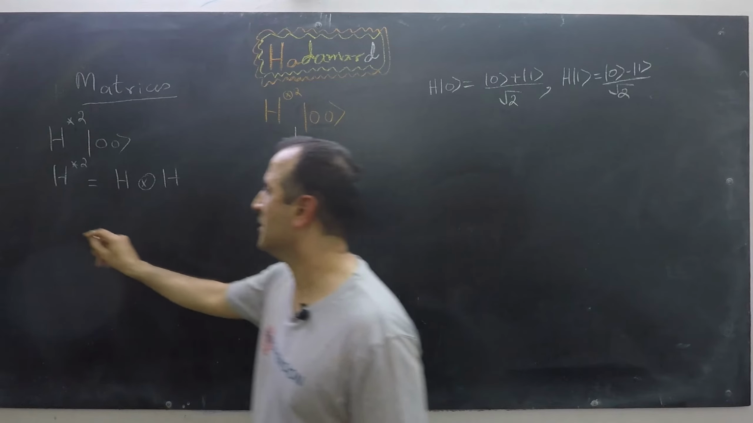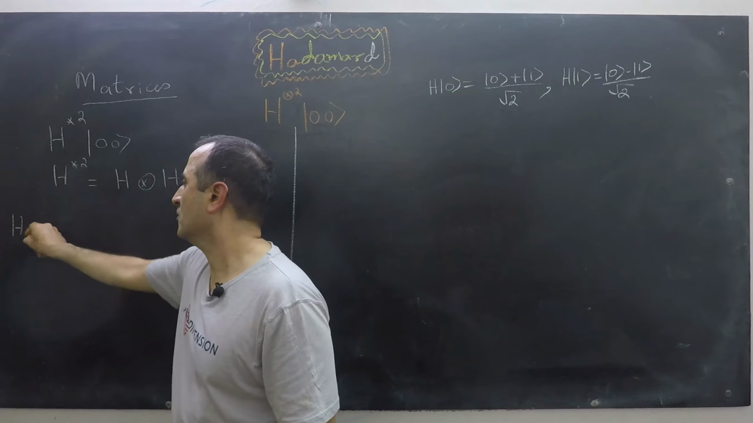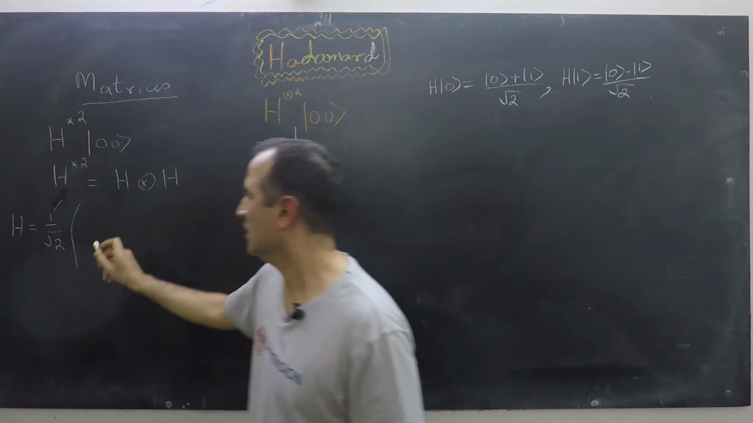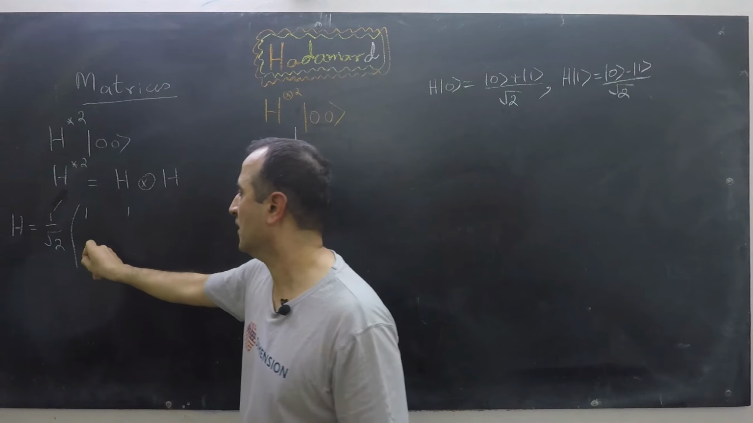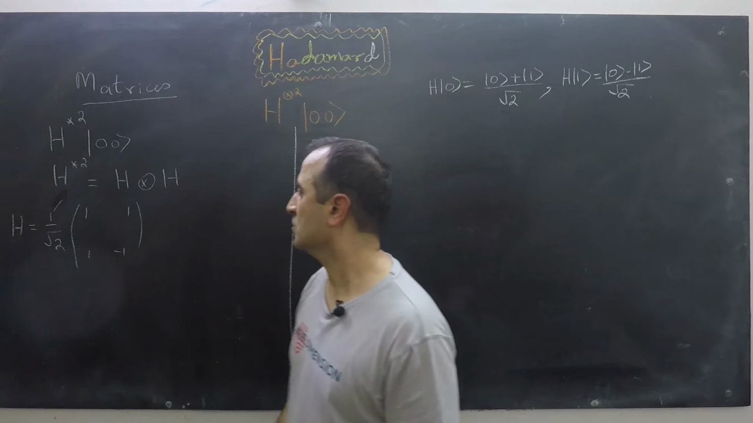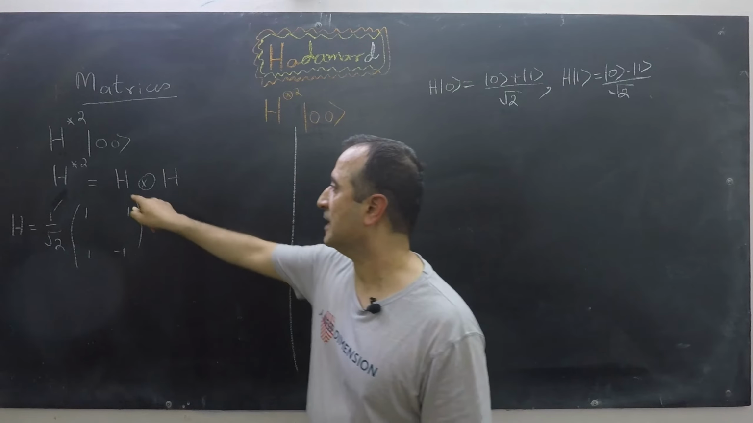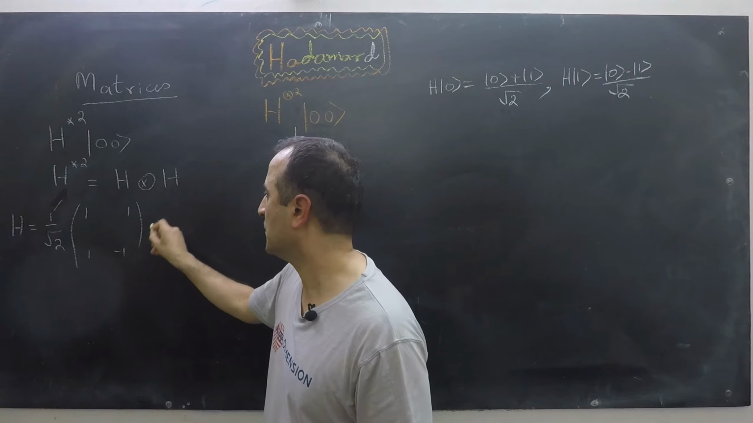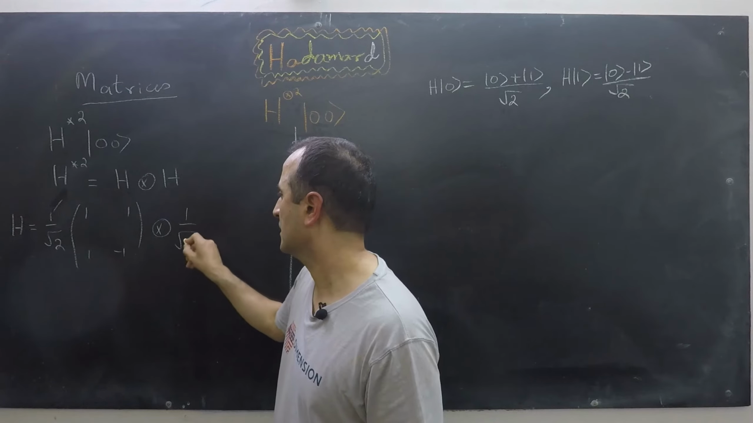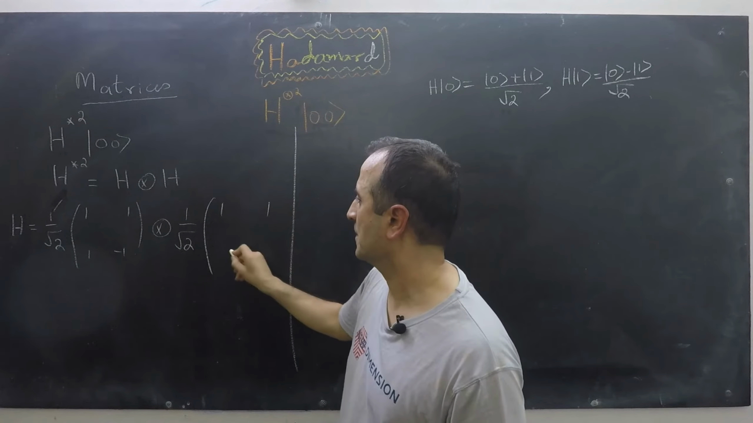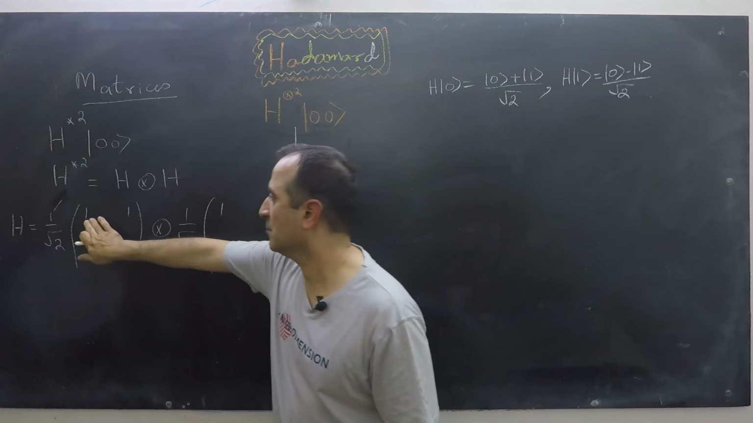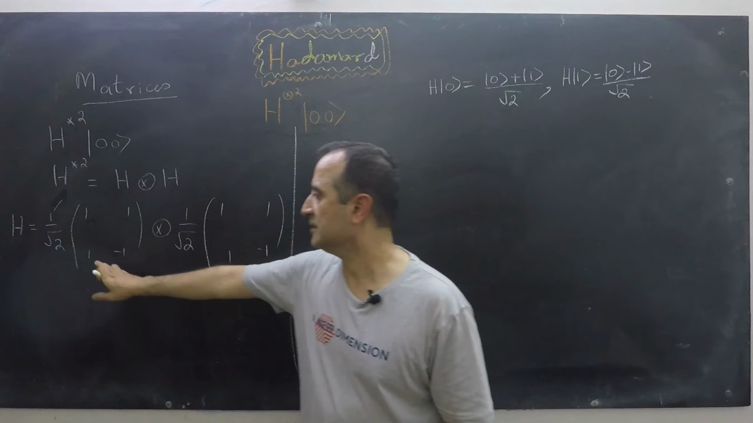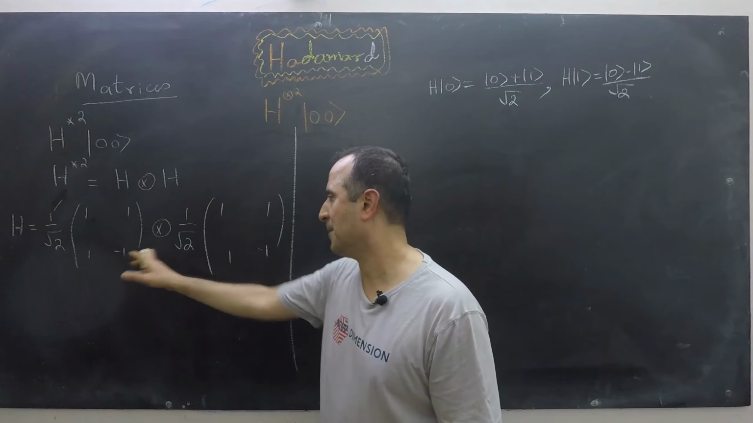We know what the Hadamard gate is. In matrix form, we have 1 over square root of 2, and then we have 1, 1, 1, minus 1. So now what will be the Hadamard gate tensor product with itself? When we say tensor product with itself, it implies that this number is multiplied by this whole matrix, this number multiplied by this whole matrix, this number multiplied by this whole matrix, and this number multiplied by this whole matrix.